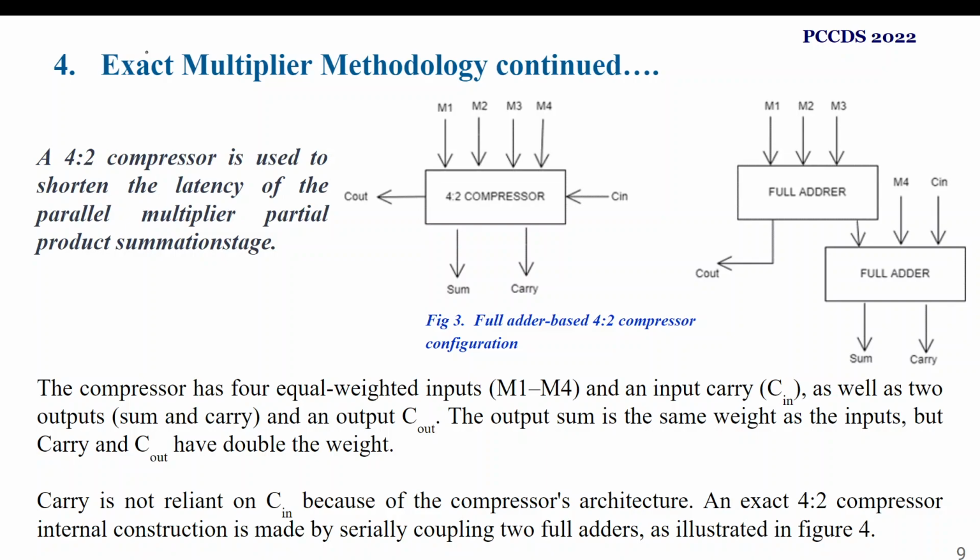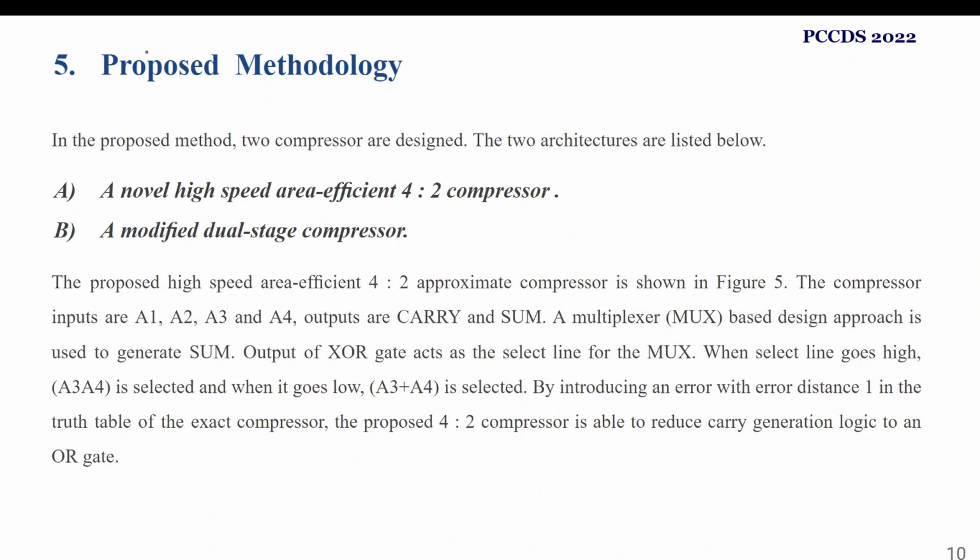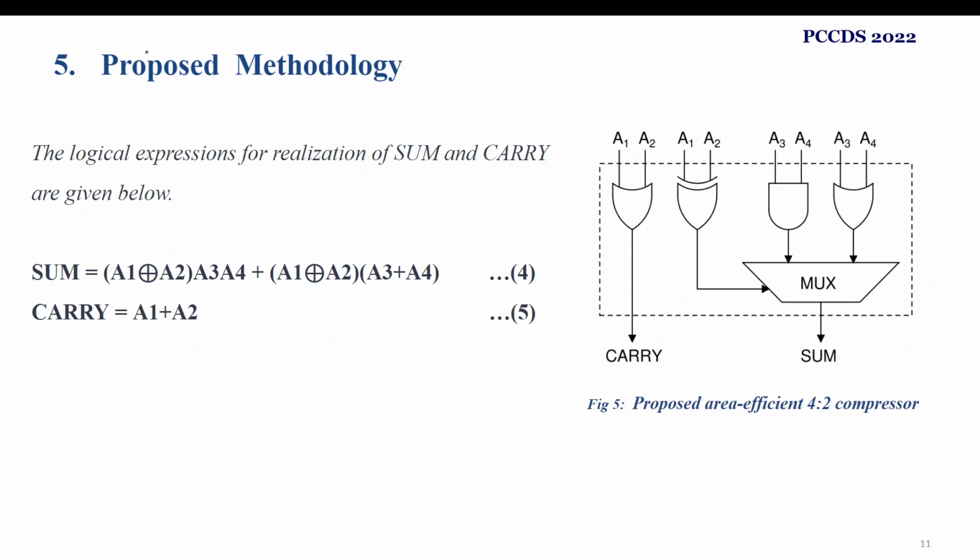A 4:2 compressor is used to shorten the latency of the parallel multiplier partial product summation stage. The compressor has 4 equal weighted inputs M1, M2, M3, and M4, and input carry Cin as well as 2 outputs sum and carry, and output Cout. The output sum has the same weight as the input, but carry and Cout have double the weight. And this paper proposes two novel architectures for the compressors. One is a high-speed area-efficient 4:2 compressor, and the other one is a modified dual-stage compressor.